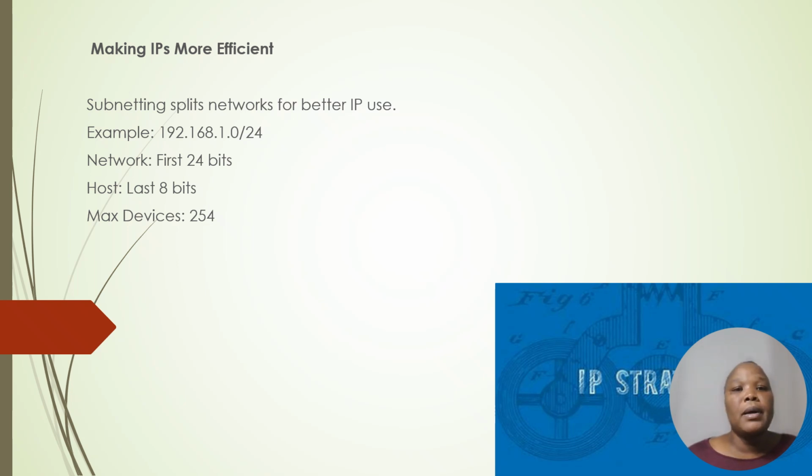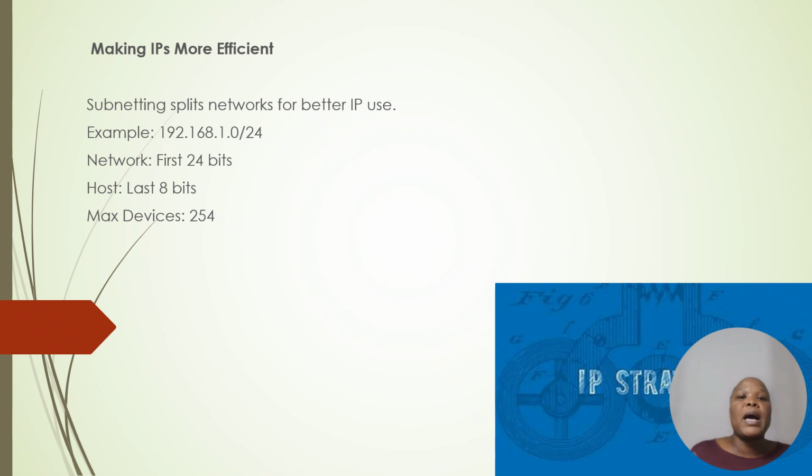To make better use of our IP addresses, we use a process called subnetting. Subnetting divides one large network into smaller parts. This makes management easier and helps control the traffic. Each subnet has a network portion that identifies which network it belongs to, and also a host portion which identifies a specific device on that particular network.